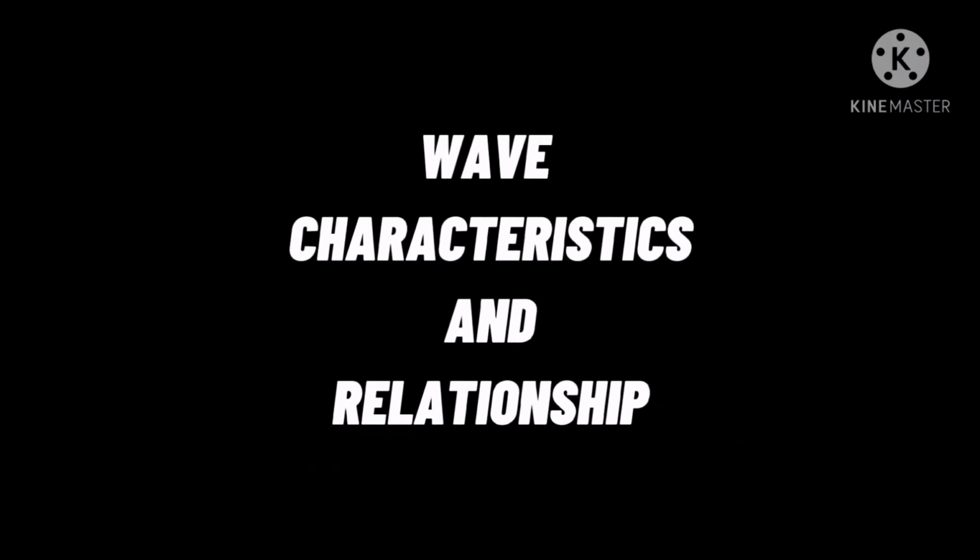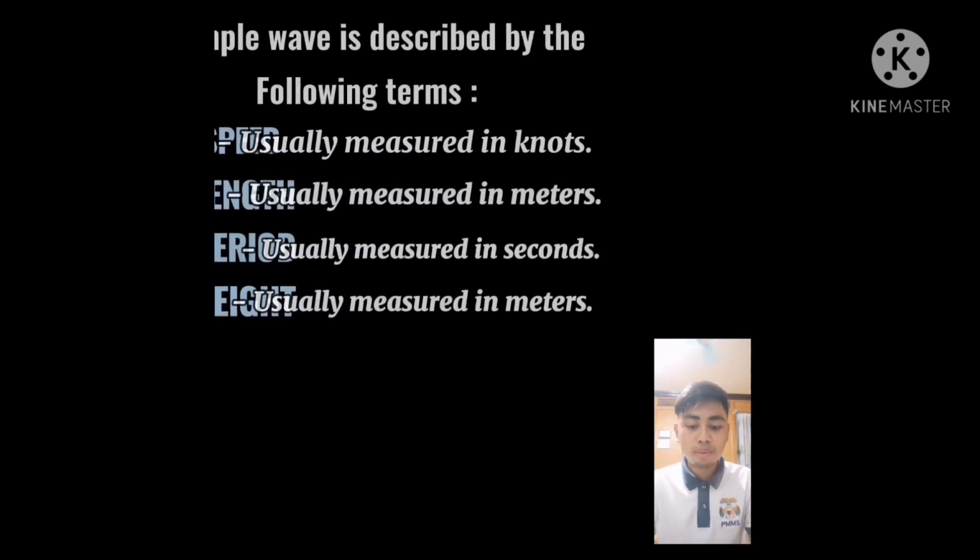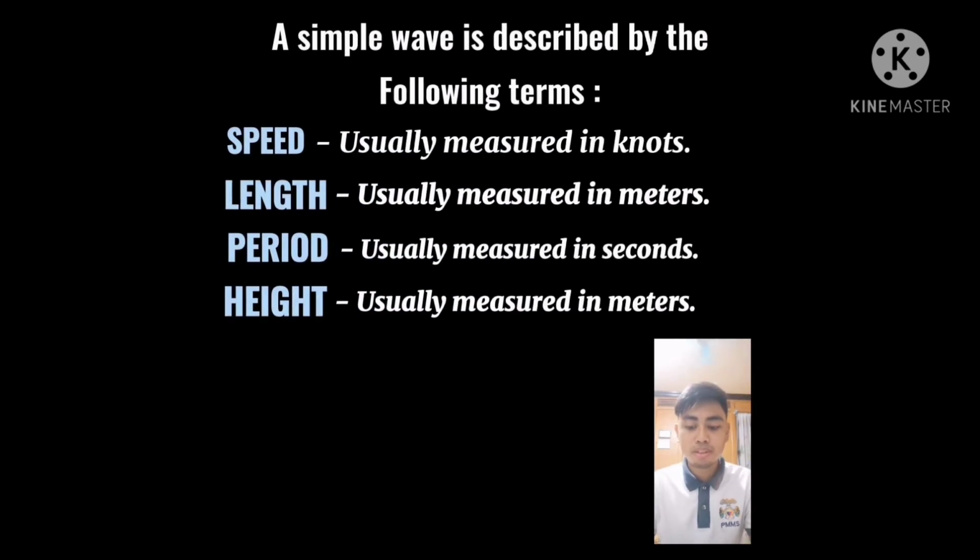Wave characteristics and relationship. A simple wave is described by the following terms. Speed, usually measured in knots. Length, usually measured in meters. Period, measured in seconds. Height, usually measured in meters.